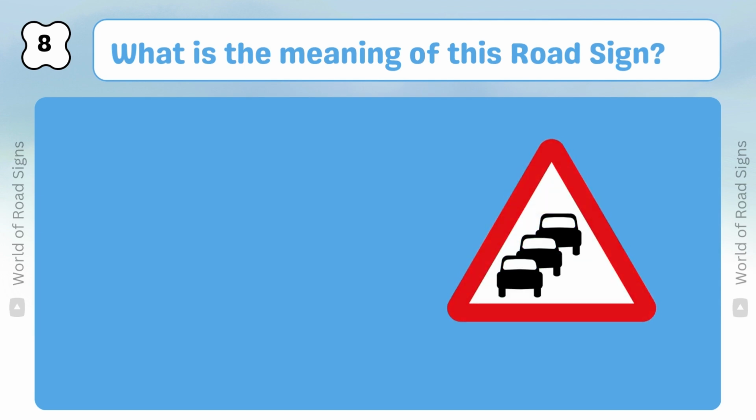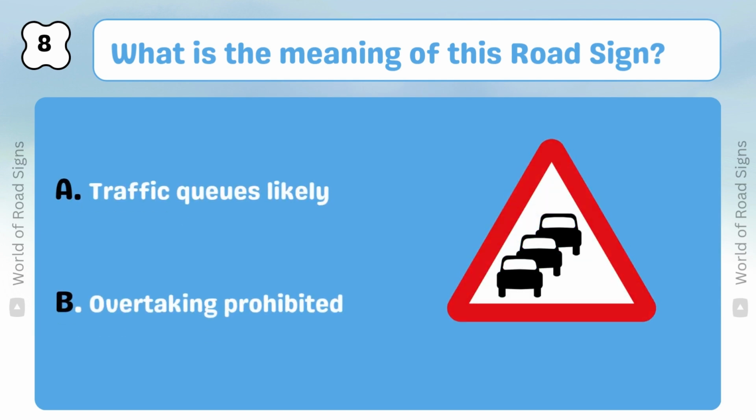Question 8. What should drivers be prepared for ahead? A. Traffic queues likely. B. Overtaking prohibited. Option A is correct. Traffic queues likely.